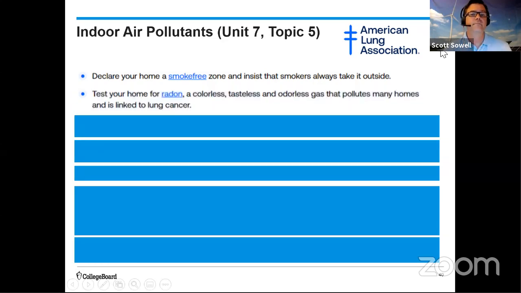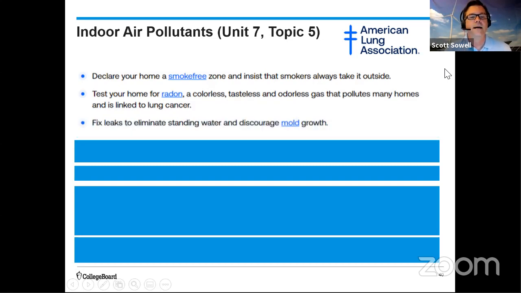Test it for radon. You know, radon is colorless, tasteless, odorless. That's linked to lung cancer, like we said. So testing for radon would be really useful. Fixing leaks to discourage mold growth. Remember, we said mold grows in really damp, unventilated areas.